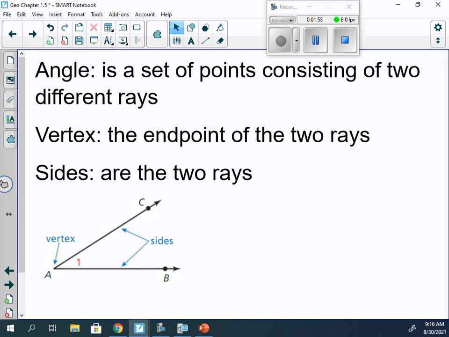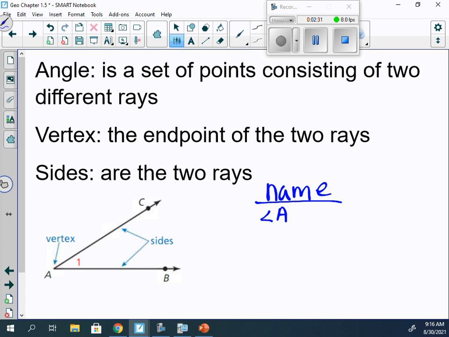Now, whenever we name an angle, there's one of three ways that we can do it. The first is by the vertex. And we'll put a little angle marker telling us that it is an angle in the vertex. Now, the only issue with this here is that there can only be one angle. If it's possible to have two different angles at that point, we cannot name it by the vertex.